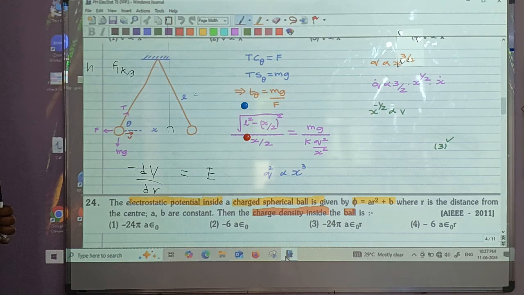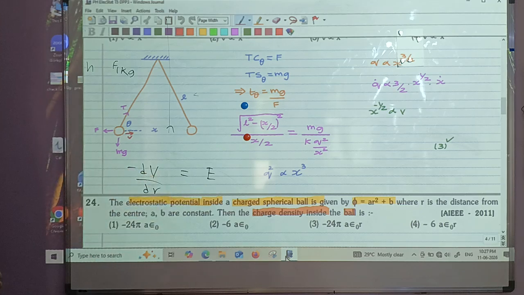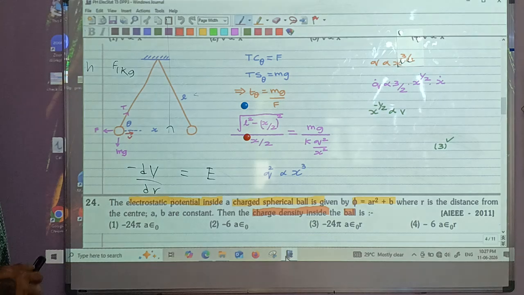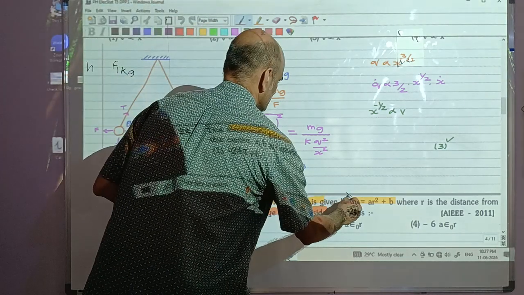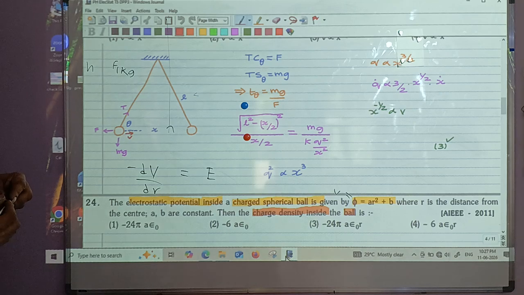Like 230 volts means it is between 0 and 230. So whatever the gradient of potential, that much is the force. Phi is the same as V. So the electric field is minus d phi by dr. Just differentiate that.